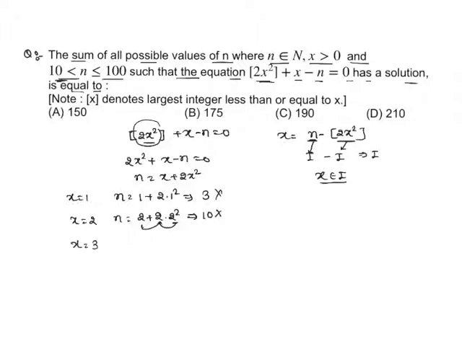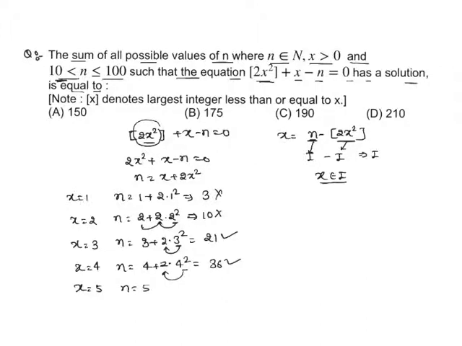If I take x equals 3, n equals 3 + 2 × 3². 3 squared is 9, 9 into 2 is 18, 18 plus 3 is 21. Because we want greater than 10, 21 is valid. If I take x as 4, n equals 4 + 2 × 4². 16 into 2 is 32, plus 4 is 36. This is also correct. If I take x equals 5, n equals 5 + 2 × 5². 5 squared is 25, into 2 is 50, 50 plus 5 is 55. This is also correct.